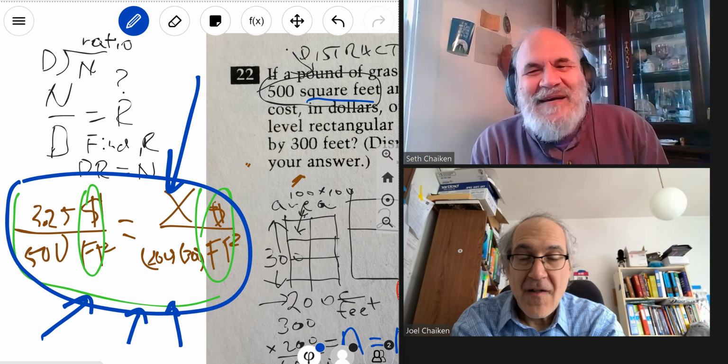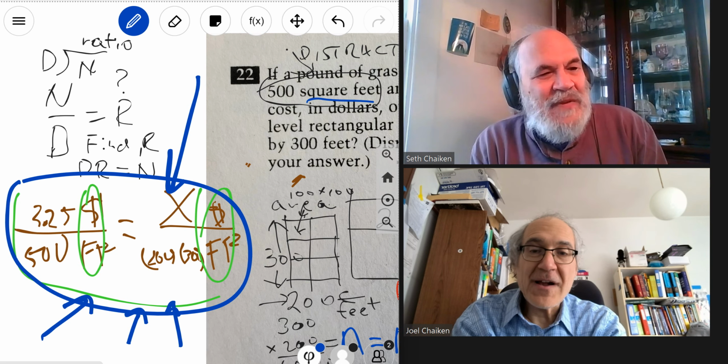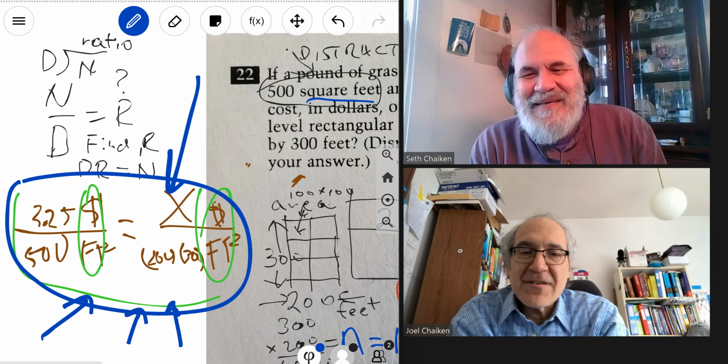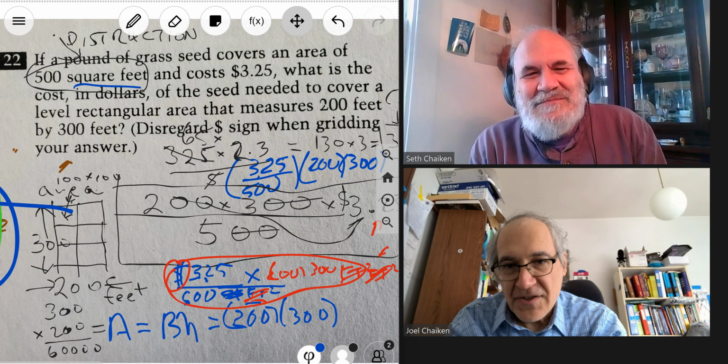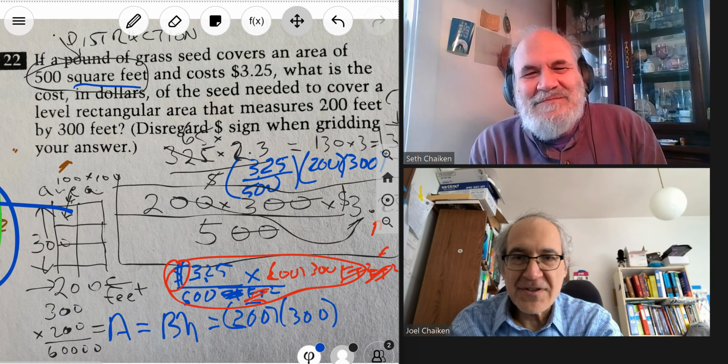It's very serious. But again, ratio problems are really common in life. And this is a ratio problem with a little bit of a geometry bend to it because you had to calculate the area of something.